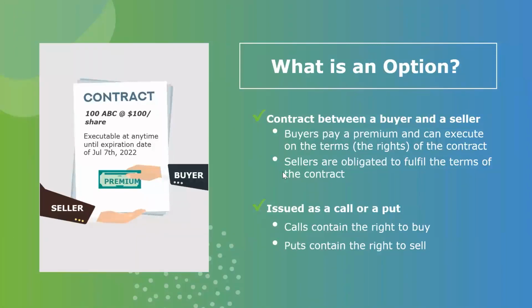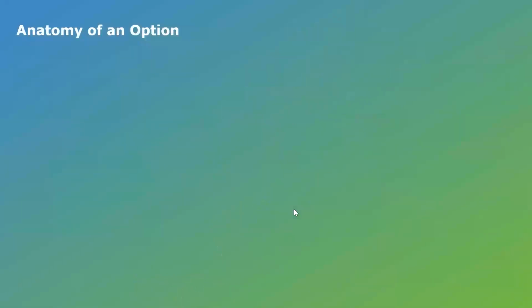So there are two different types of options, a call option and a put option. A call option simply contains the right to buy 100 shares of the underlying asset, and a put option simply contains the right to sell 100 shares of the underlying asset.